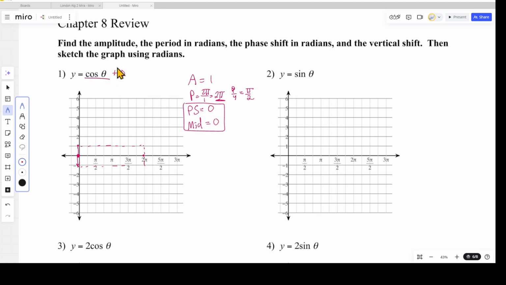Since this is cosine, I know it starts high and then goes middle, low, middle, high. This is where my quarter period comes into play. I will mark these quarter periods, and those are the intervals where I go from high, middle, low, middle, high, and from there I put in a nice curve. And maybe I'll erase the box.